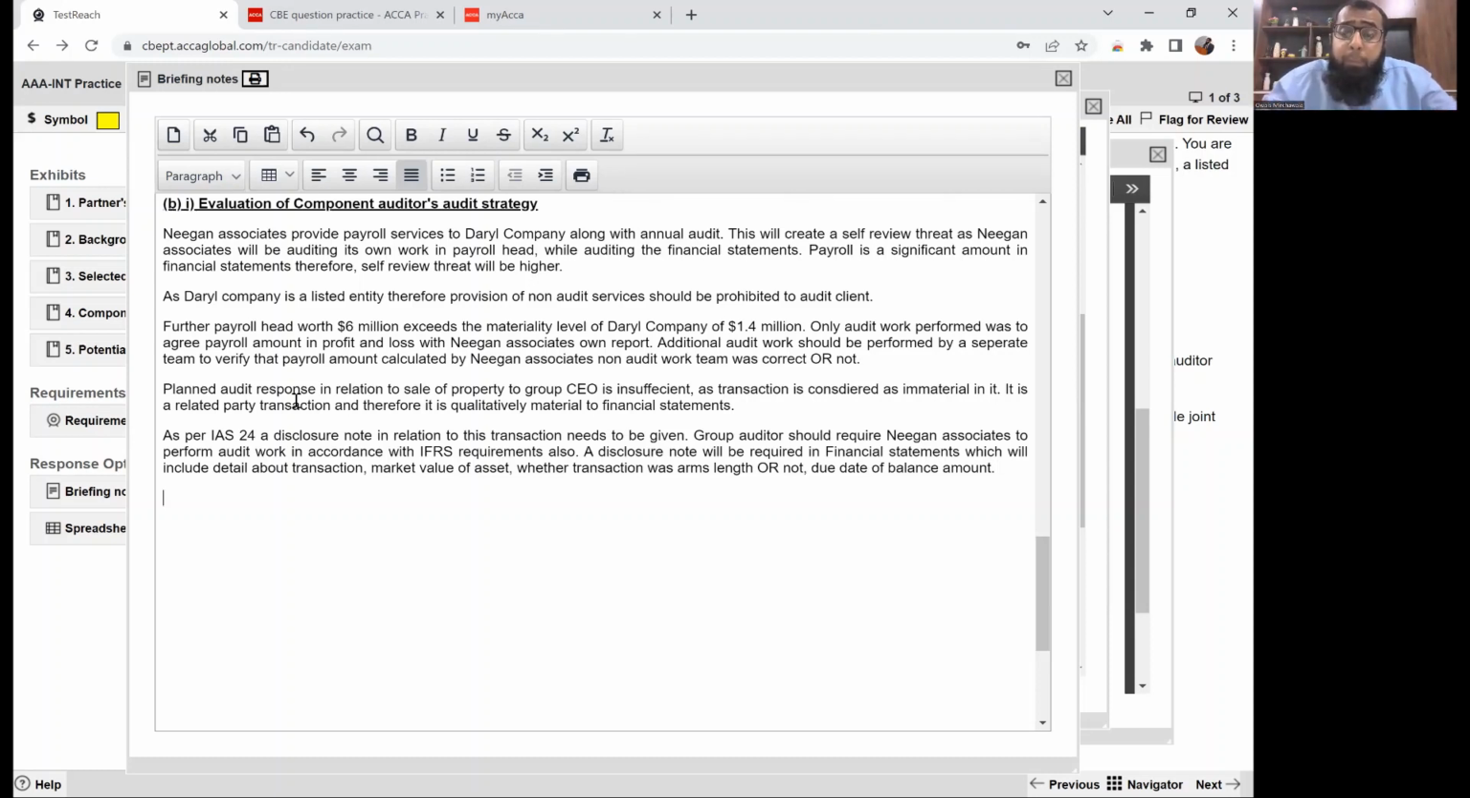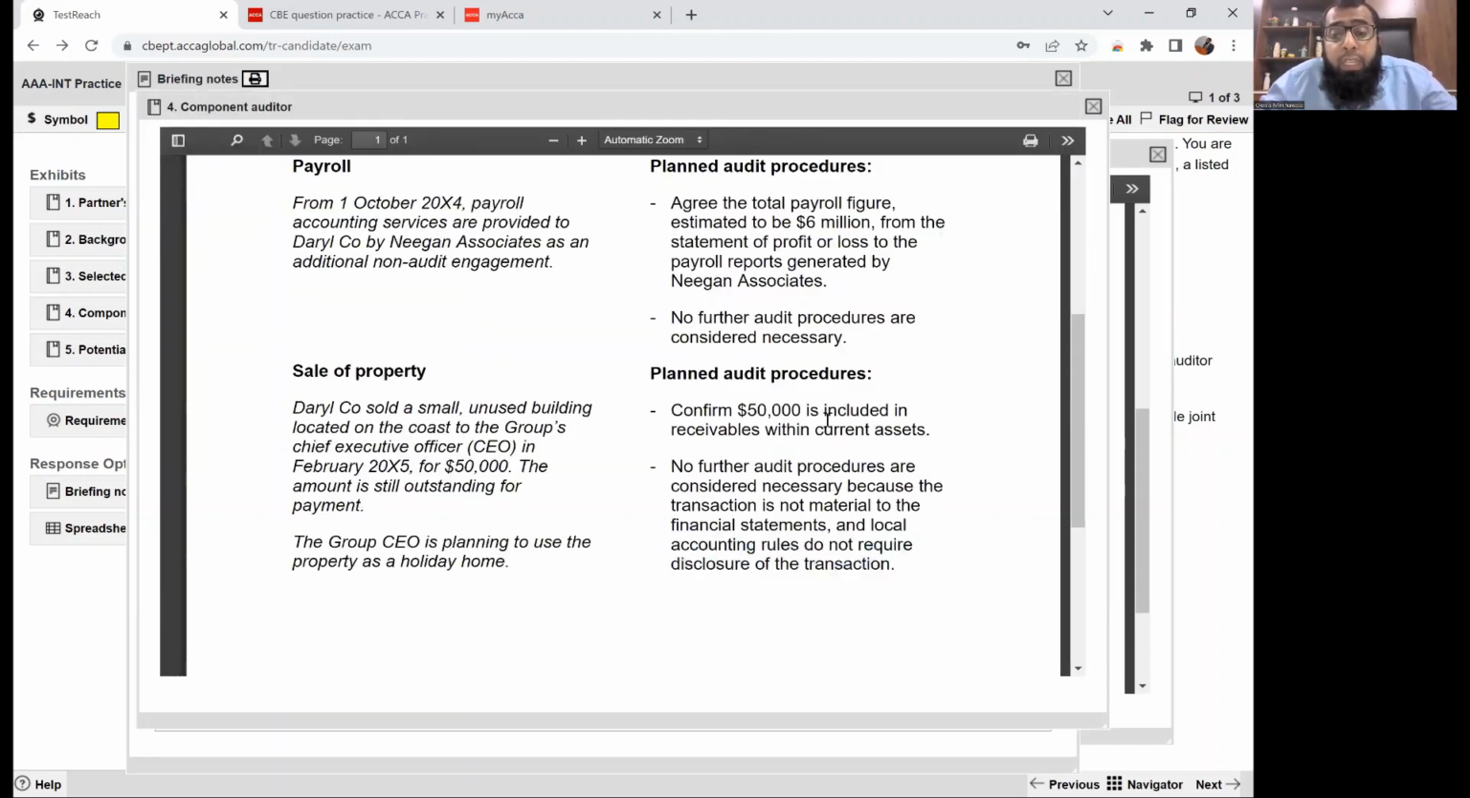Are you getting it? Then if you look at the planned audit work, it only confirms that $50,000 is included in the receivable. There is no audit work done to verify the market value of the asset. It needs to be disclosed. There is no audit work done in relation to the due date of the balance. There is no audit work done to verify whether the transaction was done in reality or not.